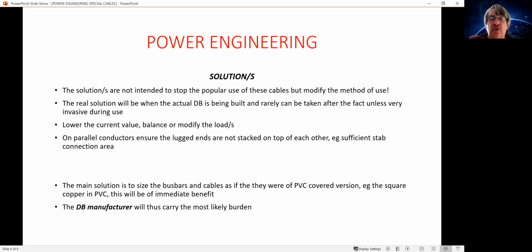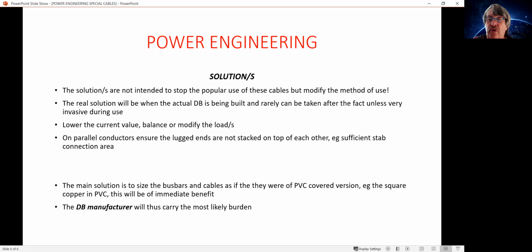So the main solution to the approach that I'm proposing is that whenever you use a PVC covered version, you get a certain square millimeters of copper required. If you take that square copper that you would use with PVC and extrapolate across into the other types, in the busbar, in the braided type of busbar, and even in this type of thing, then that busbar and that cable will act like a piece of PVC. So it will only get to 70 degrees, which is in line with the performance of the breaker. So it's quite easy to fix this.